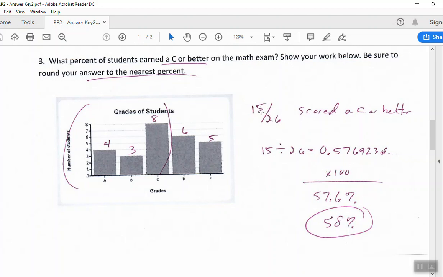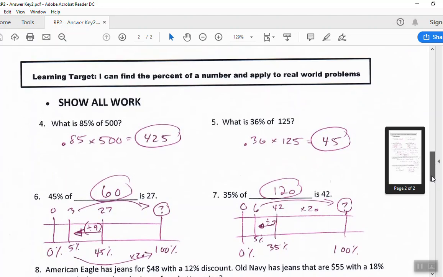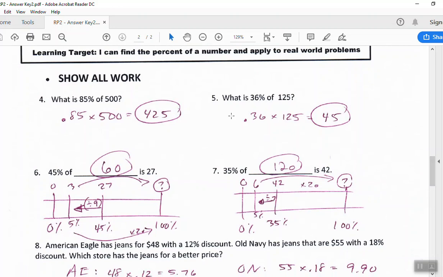This is a little bit more than half of 26. So our percentage will be a little bit more than half of 50%. Okay, that was the first learning target. Second learning target, here we go. You had to find percentages of numbers for this one.